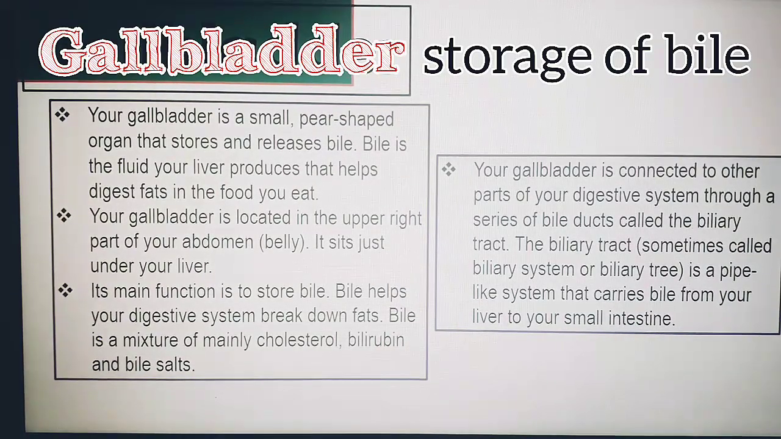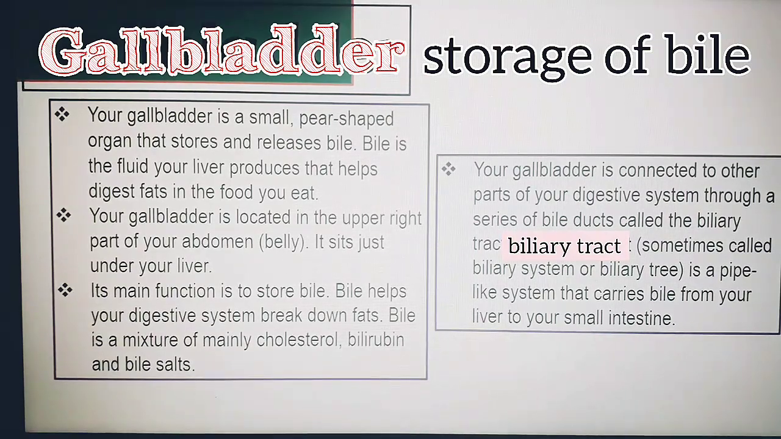Your gallbladder is connected to other parts of your digestive system through a series of bile ducts called the biliary tract. The biliary tract, sometimes called the biliary system or biliary tree, is a pipe-like system that carries bile from your liver to your small intestine.